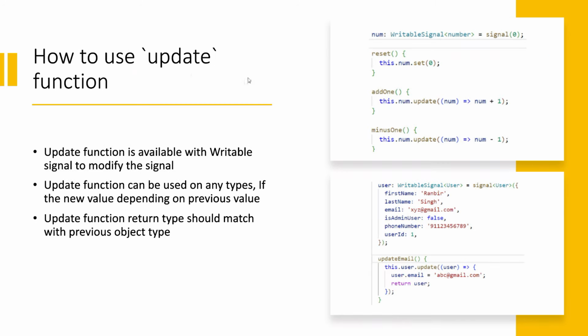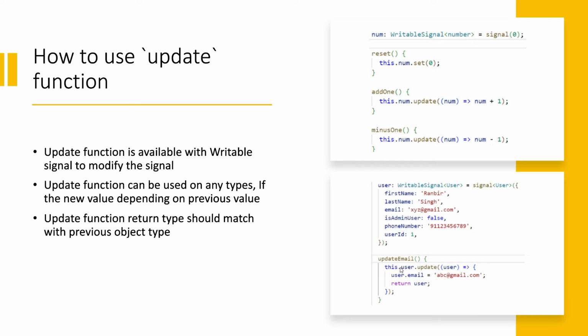So how to use the update function? The update function is available with WritableSignal to modify the signal. The update function can be used on any type if the new value depends on the previous value. The update function's return type should match the previous object type. So let's take this example. We have a number signal, and an add one function and a minus one function. We are taking the previous value, and we are adding one to the previous value. For the minus one, we are subtracting one from the previous value.